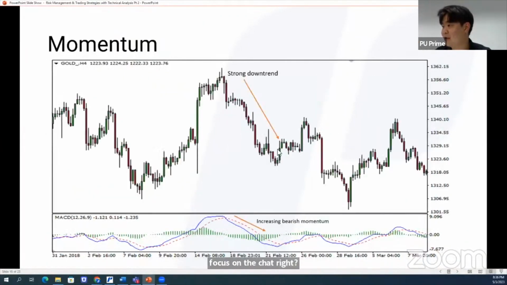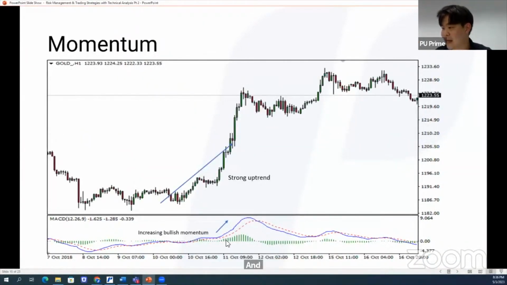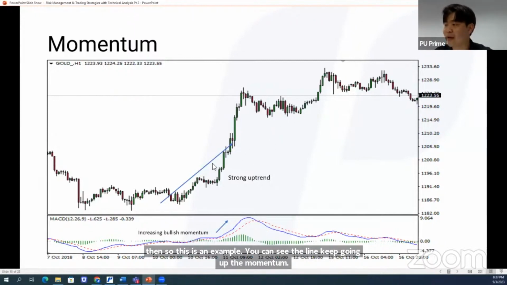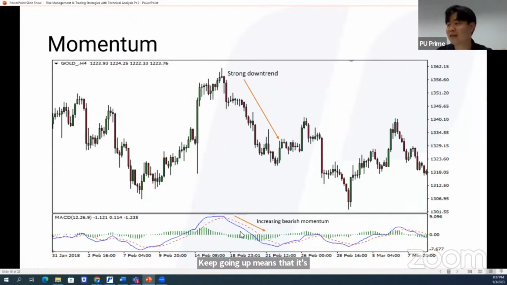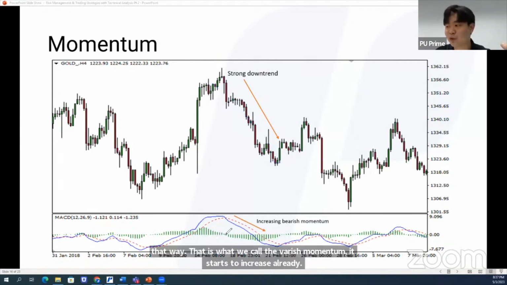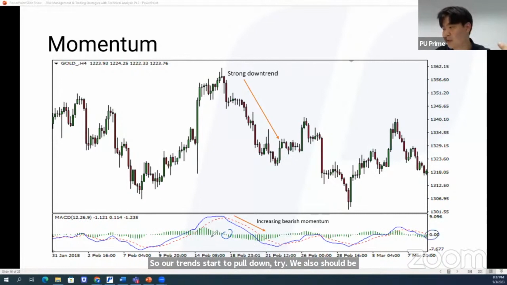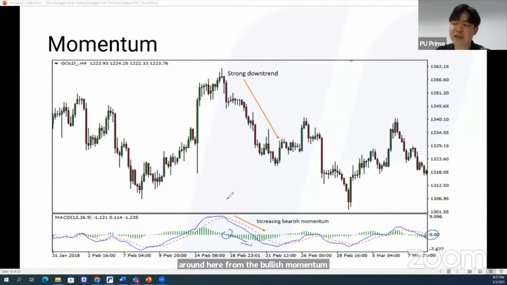So this is an example. You can see the line keeps going up, the momentum keeps going up, which means it's a very strong uptrend, then you go up. And this is another example. When you notice the histogram around here keeps moving down and moving down, that is what we call bearish momentum. It starts to increase already, so the overall trend starts to go down. Trend reversal should be around here. From the bullish momentum, it dropped below the magnitude 0 and then it starts to drop. So this is what we call bearish momentum increasing. The overall trend should go down.